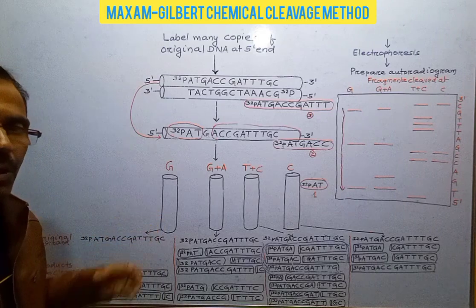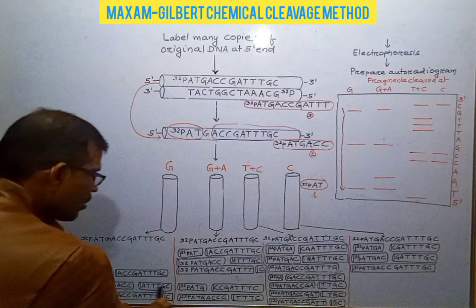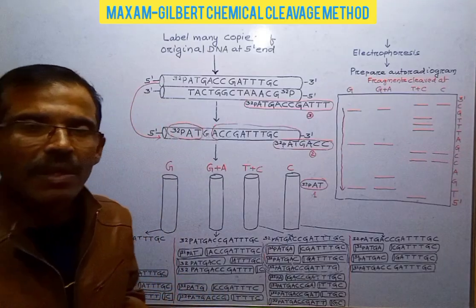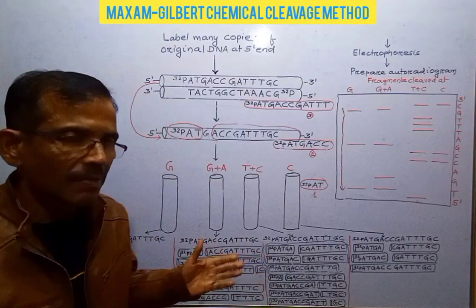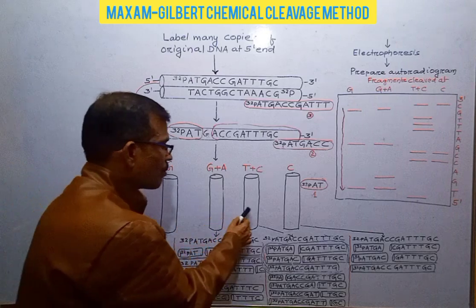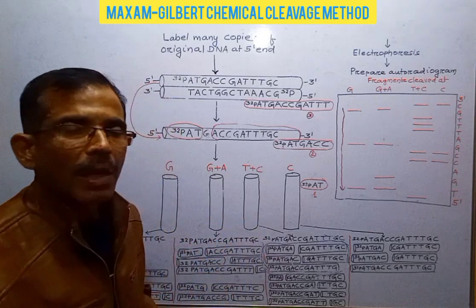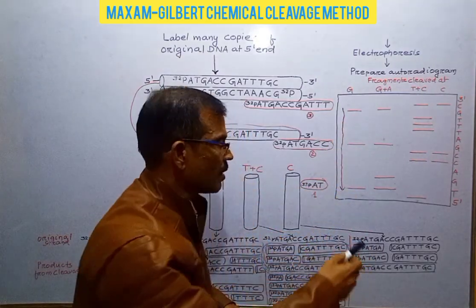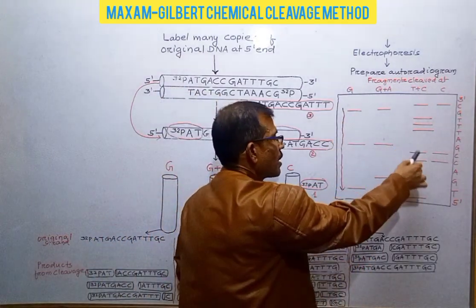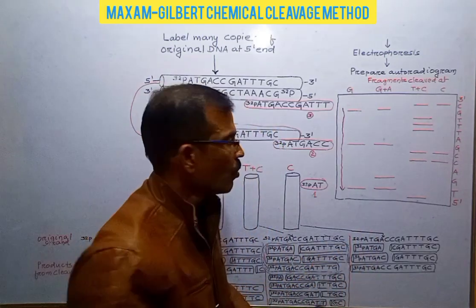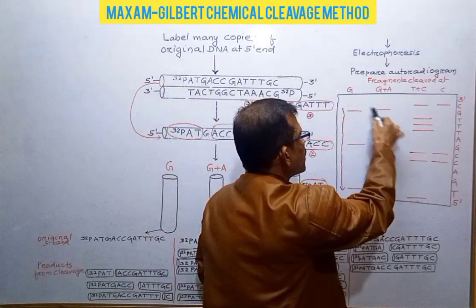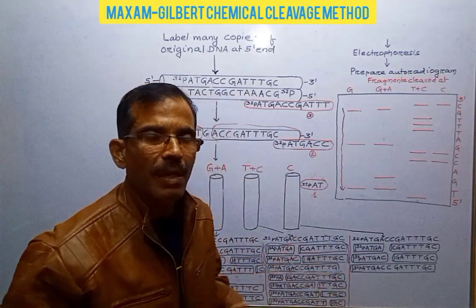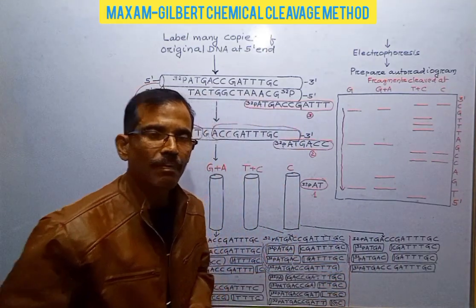When subjected to electrophoresis, all these labeled and unlabeled DNA fragments, which are of different sizes obtained from 4 different chemical reactions, will migrate at different rate in the electric field. As a result, they will be separated into different bands. Only the bands containing the labeled DNA fragments will be visualized in the gel by autoradiography.